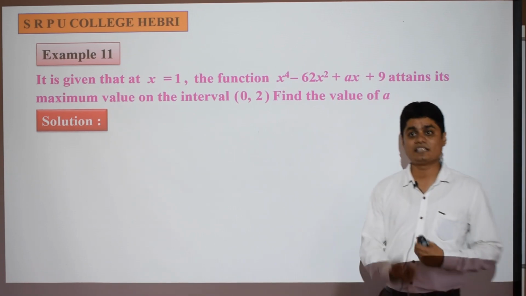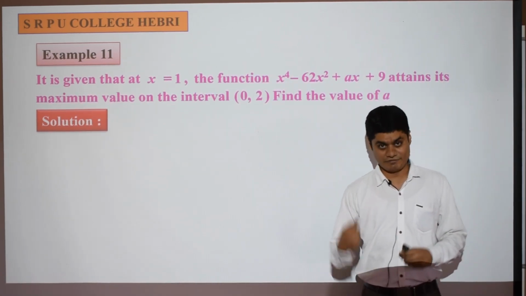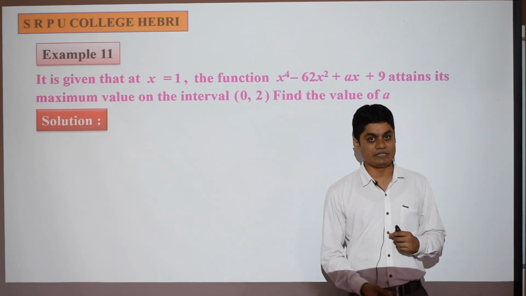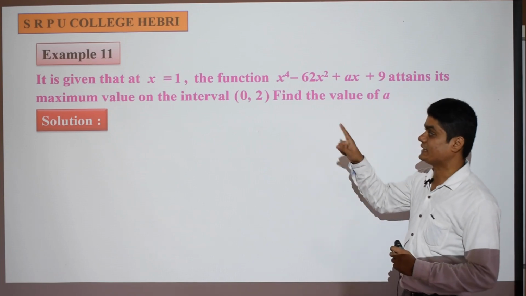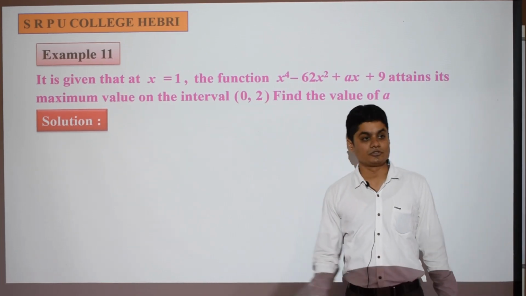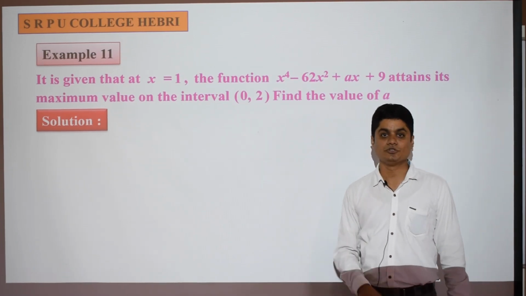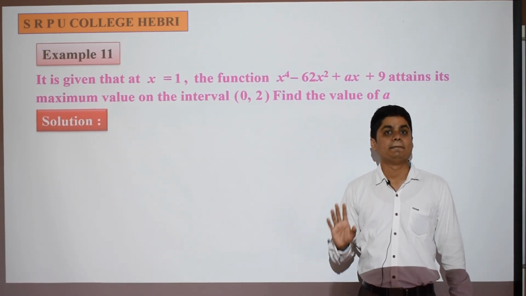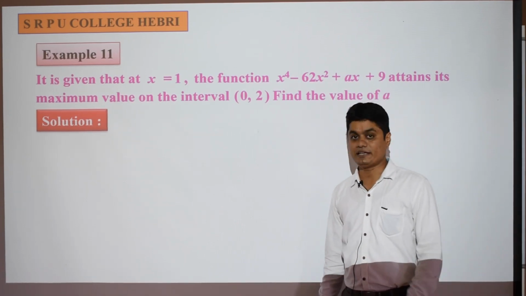Up to now we are finding the maximum value and minimum value, and also we are finding at which point the function attains the maximum value and the minimum value. But in this question it is given that it will attain the maximum value at x equal to 1, which is in the interval 0 to 2, and they kept one unknown in the equation, and that unknown we have to find out using the concepts of maxima and minima. So since it is different, observe carefully, listen carefully.